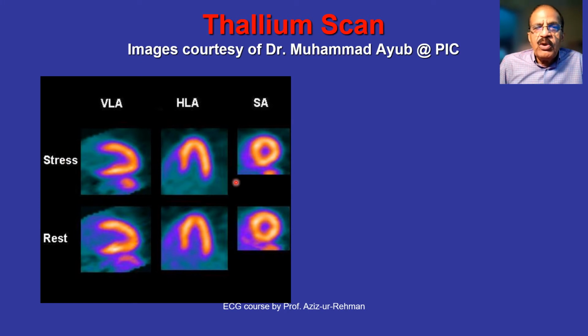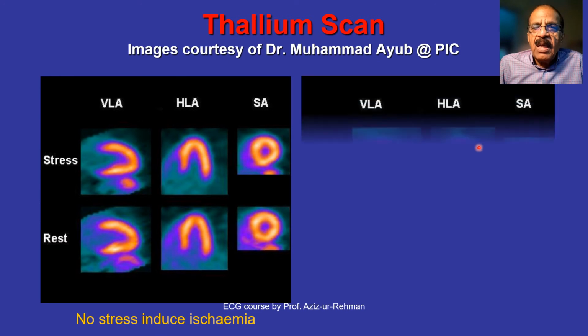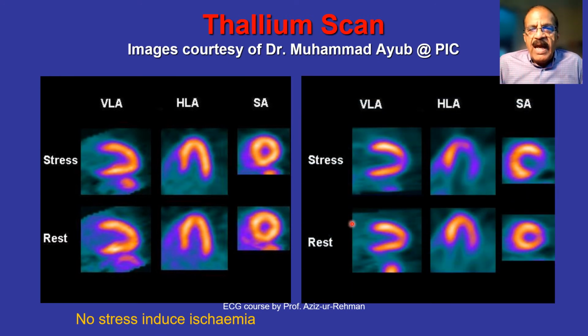Now, if you then repeat the test after some time, after maybe 10, 15, 30 minutes, the image is the same because there was no defect here, so this was expected to be the same. But if patient has ischemic heart disease, then see what happens. This is no stress-induced ischemia. Now this is another case.